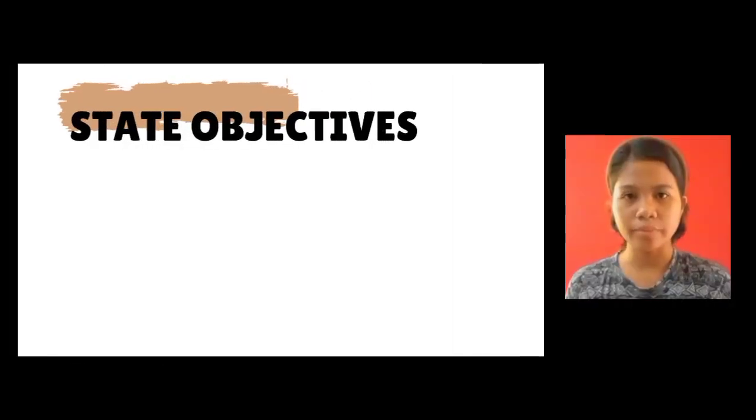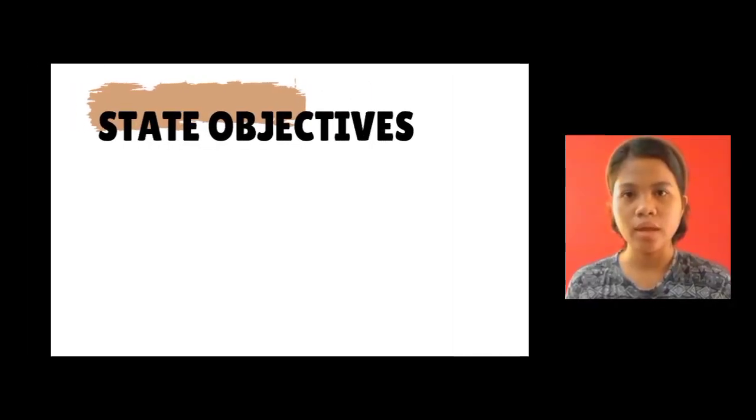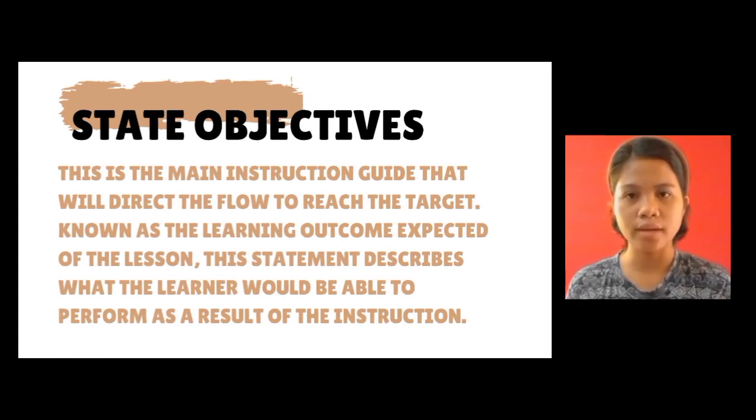The second step of the procedure is to state objectives. This is the main instruction guide that will direct the flow to reach the target, known as the learning outcome expected of the lesson. This statement describes what the learner will be able to perform as a result of the instructions.